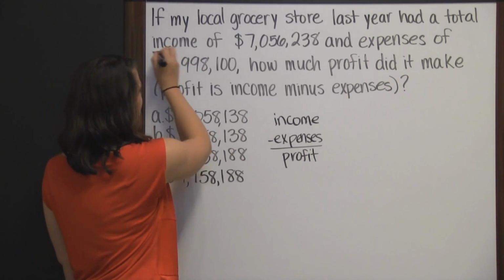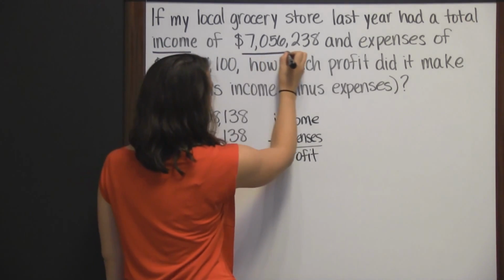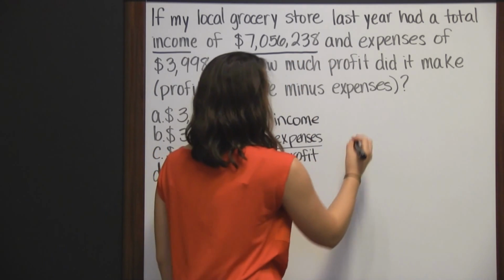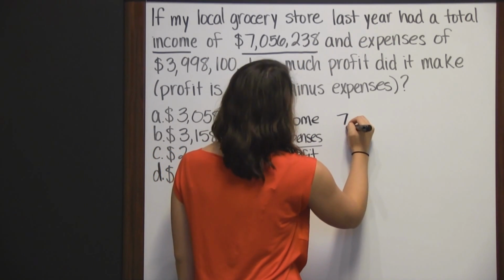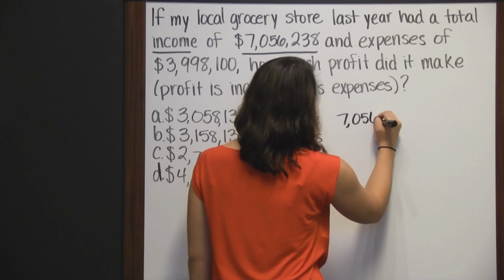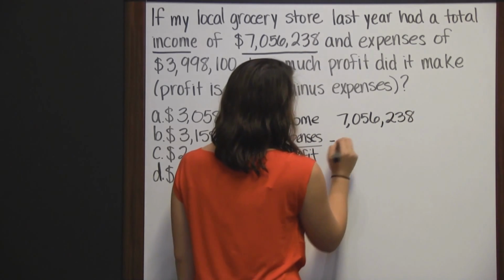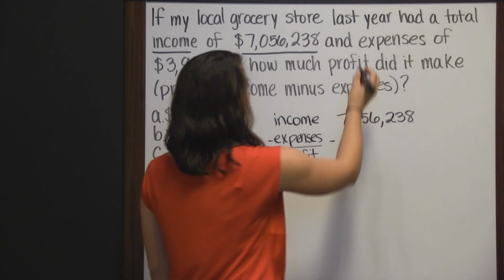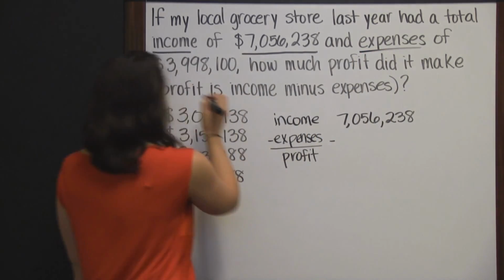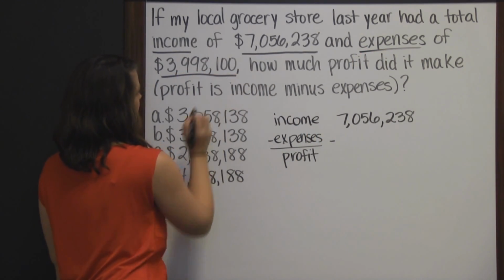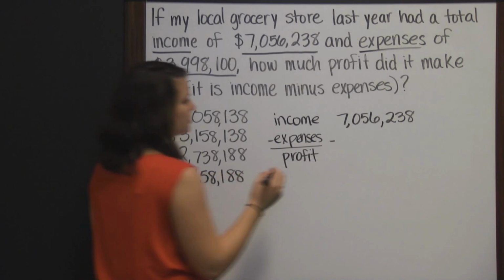I need to take my income of $7,056,238 and subtract my expenses of $3,998,100.